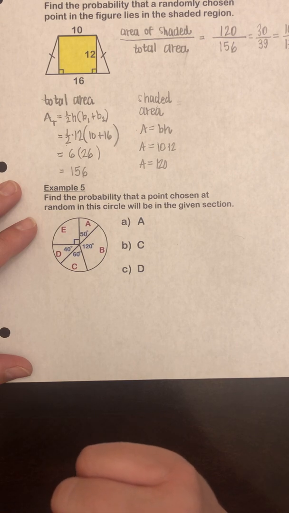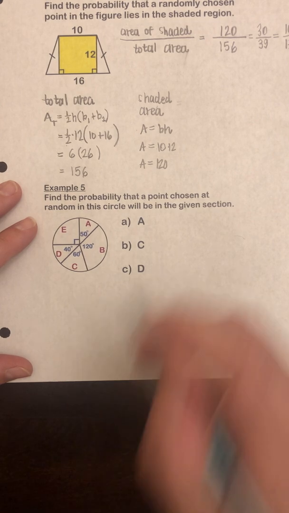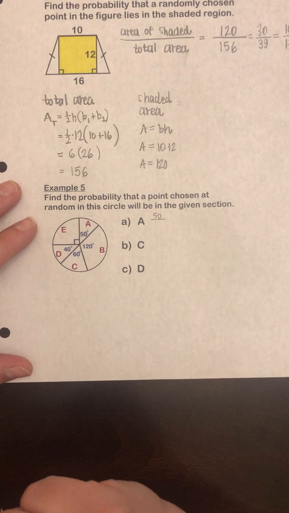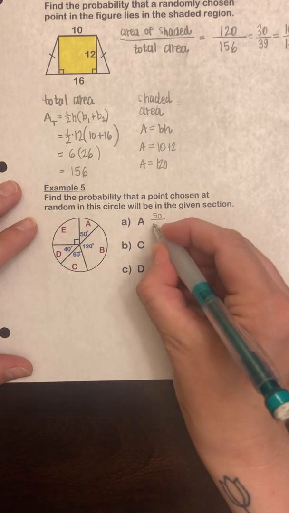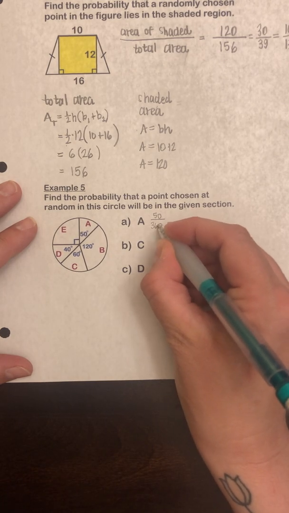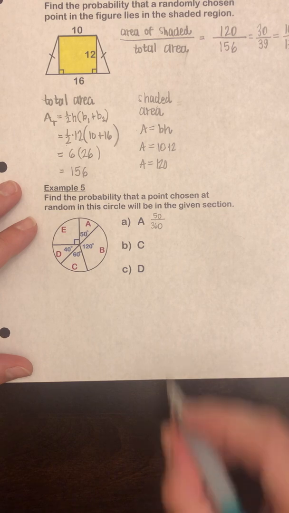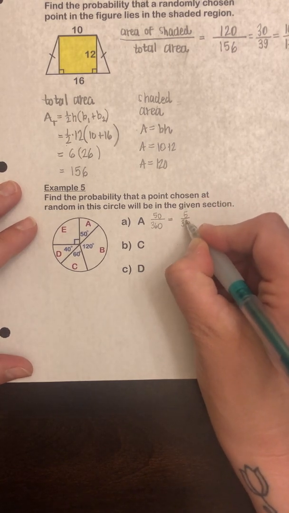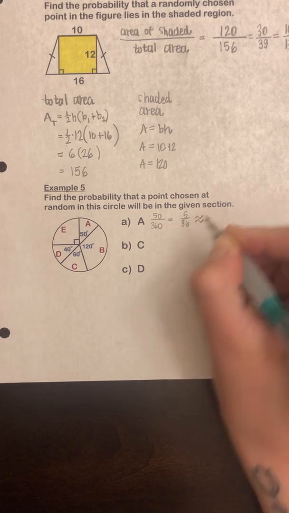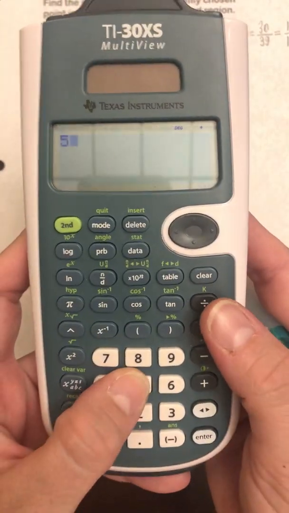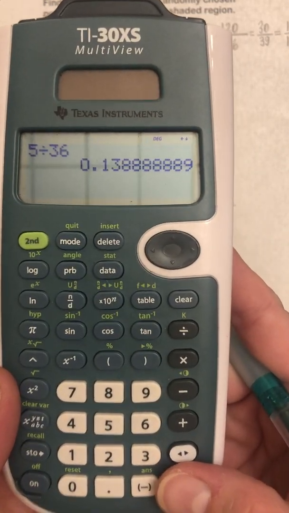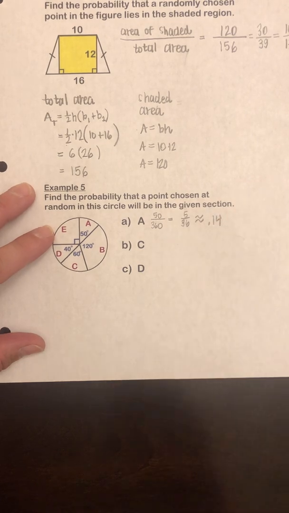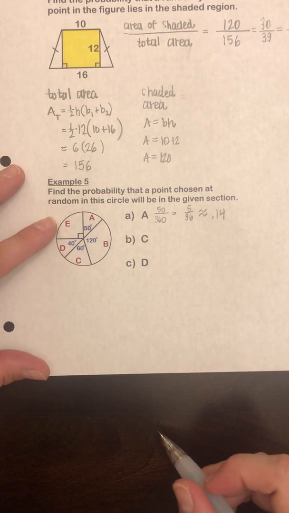So for A, what's the angle measurement? 50 degrees. What do you know about the measurement of an entire circle? 360. So that's pretty easy, right? And then both of those numbers are divisible by 10, and we get 5 over 36. And some of you might rather have it as a decimal, so 5 over 36 is going to turn to approximately 0.14.